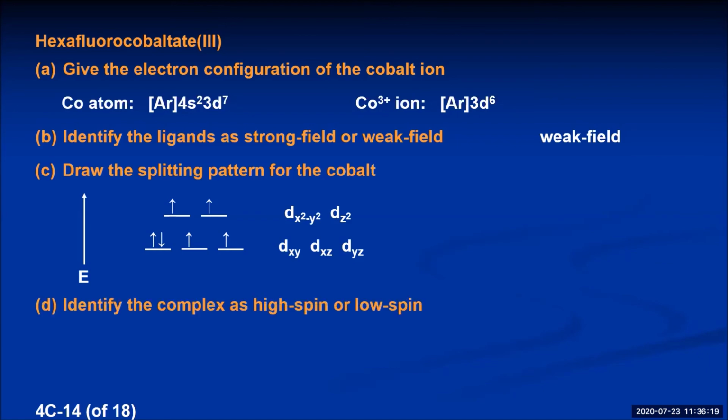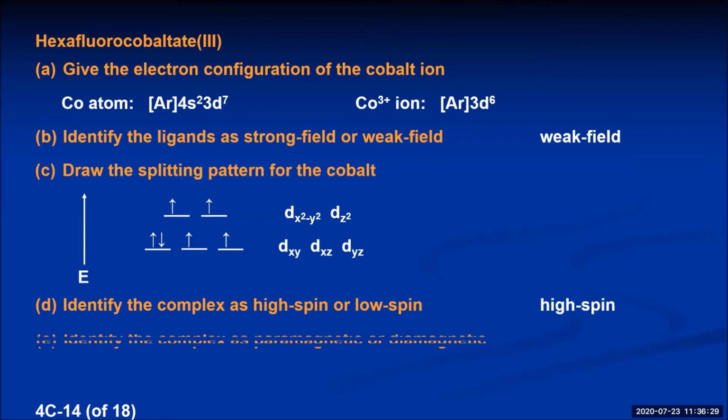Now, is this complex high spin or low spin? For 6 electrons, if you spread them out over all the orbitals, you're going to maximize the number of unpaired electrons, so that's going to be a high spin complex. Is it paramagnetic or diamagnetic? Because it has unpaired electrons, it has to be paramagnetic. Let's try another one. Hexacarbonyl iron 2.